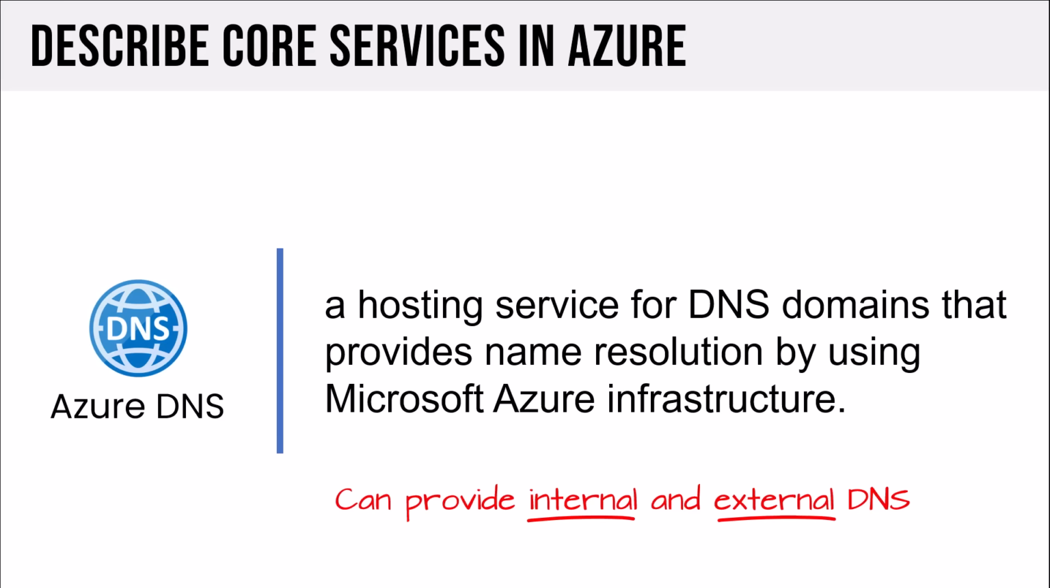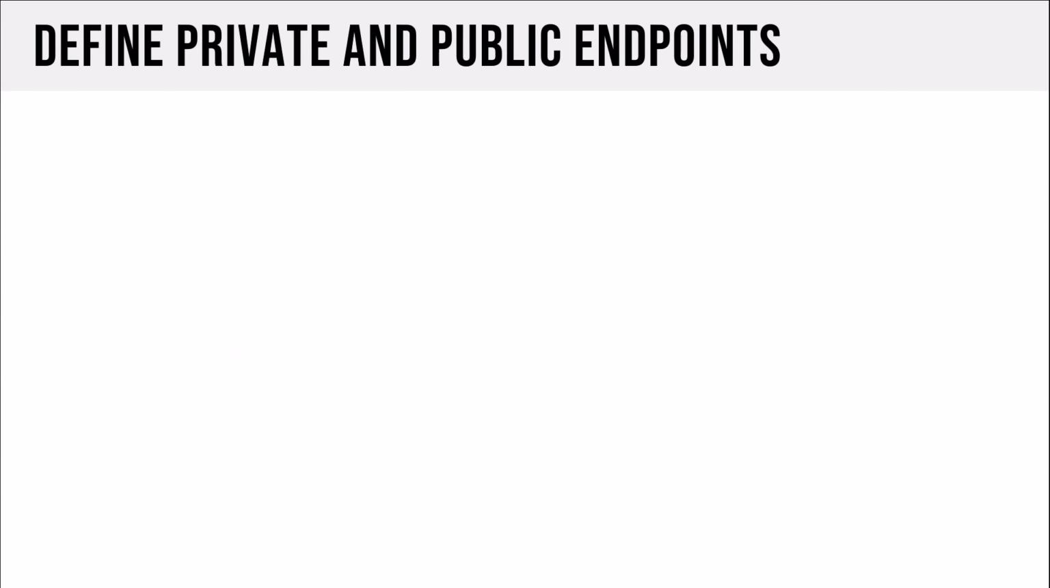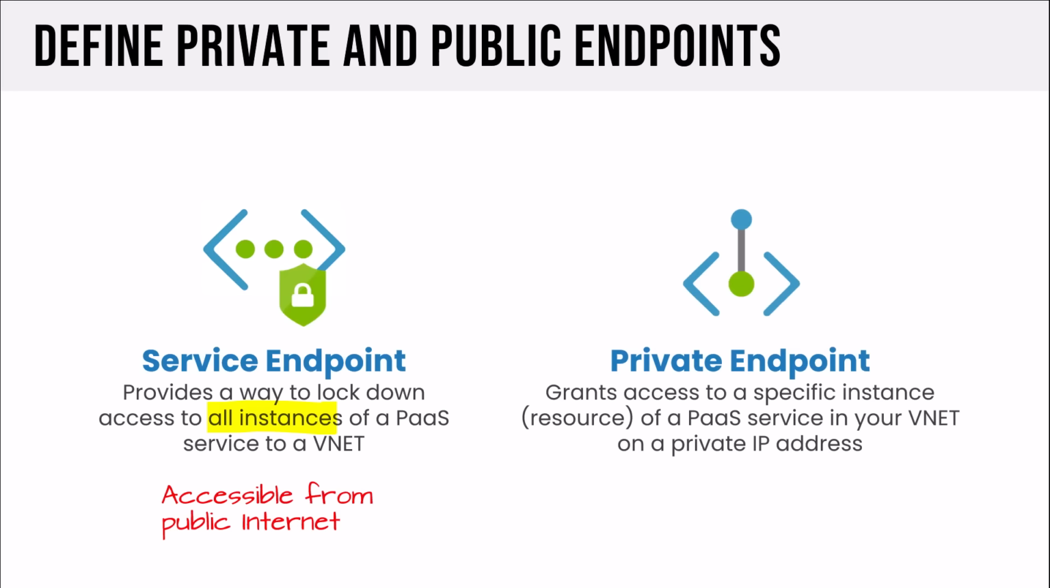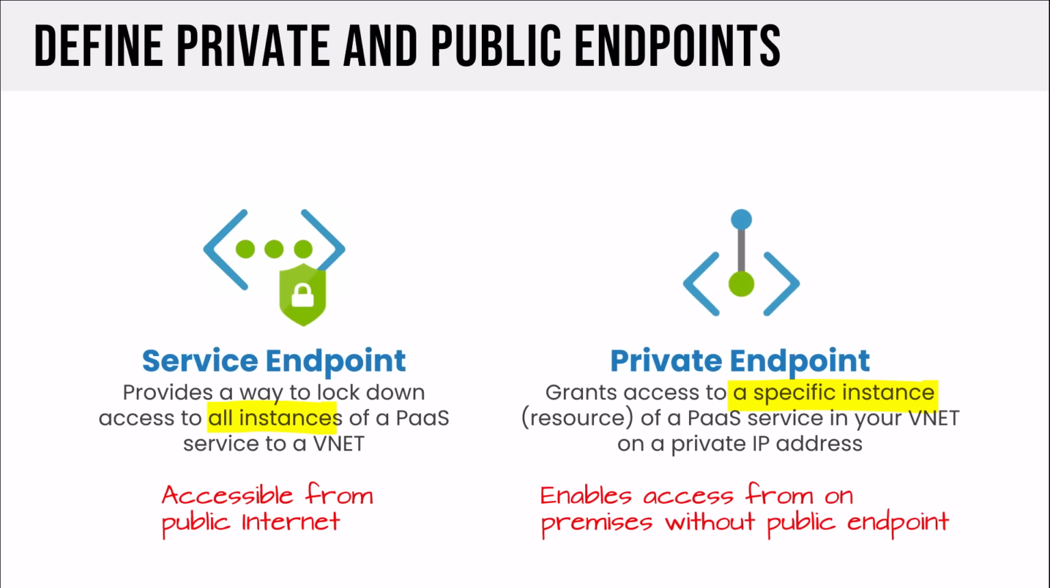And the final concepts I'd like to introduce you to in the network discussion are private and public endpoints. We have the service endpoint, which provides a way to lock down access to all instances of a PaaS service in a VNet, and a service endpoint would be accessible from the public internet. A private endpoint grants access to a specific instance of a resource of a PaaS service in your VNet on a private IP address. It enables access from an on-premises location without a public endpoint. These are the key aspects I think you should remain aware of for the exam.